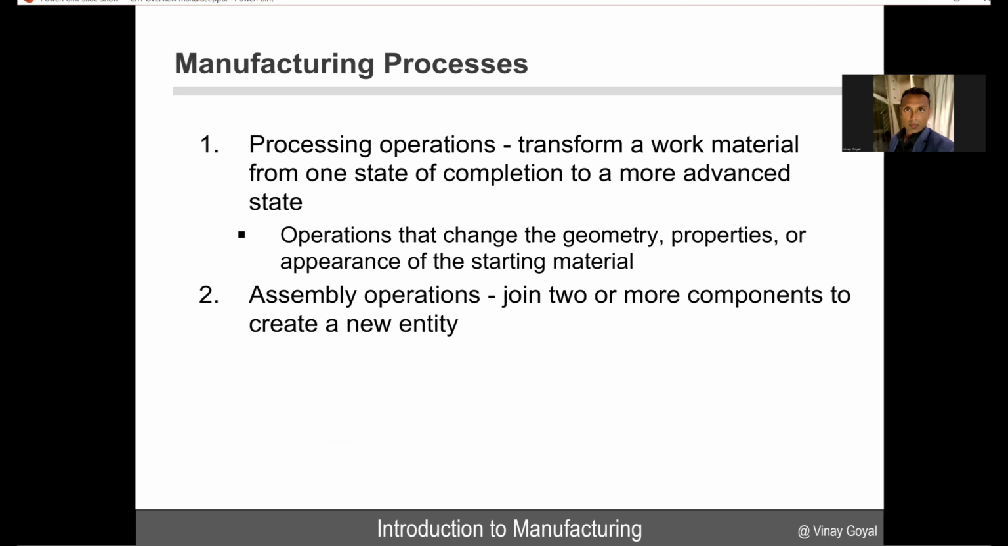Manufacturing processes require processing operations which transform a work material from one state of completion to a more advanced state. And this means that I'm taking a material that is a little bit more immature in state and moving it through the manufacturing process by changing the geometry, properties, or appearance of the starting material to end up with a more mature state. And the assembly operations then come into play by joining two or more components to create a new entity together.